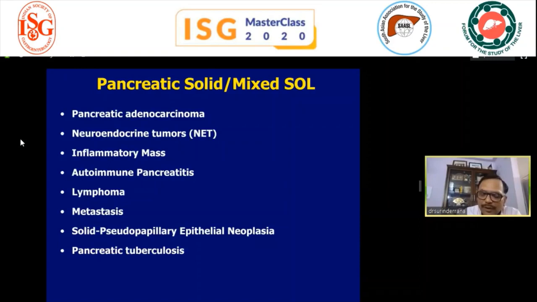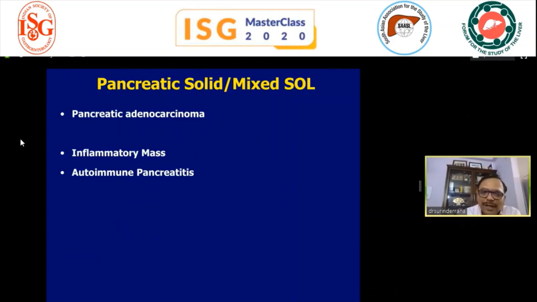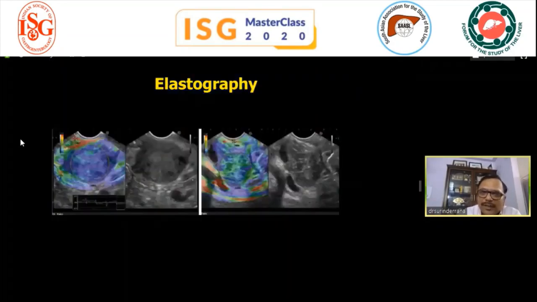So again, I come back to the differential diagnosis. By following this approach, most of the disease can be diagnosed, but we are left with 3 important entities which closely mimic each other: adenocarcinoma, inflammatory mass, and autoimmune pancreatitis. These are very, very difficult to differentiate. There are some improvements in our diagnostic capabilities. There is availability of elastography, which can help in differentiating inflammatory mass from adenocarcinoma. Adenocarcinomas are usually more stiffer, so they will give a blue color on elastography, whereas inflammatory mass will have a variable pattern, predominantly soft pattern, so they will have less of blue and more of green.